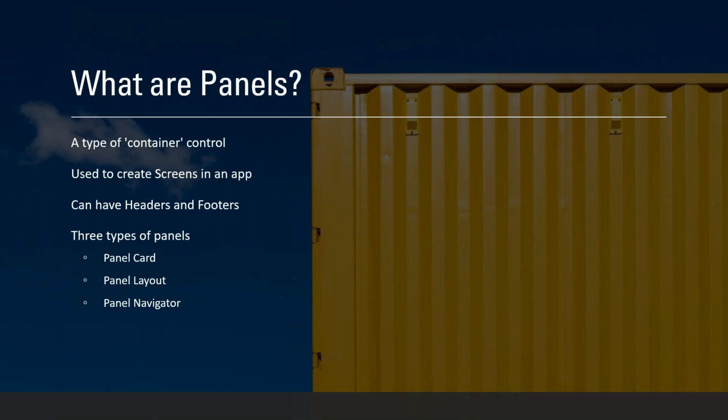And then we have three types of panels in Alpha Anywhere. We have the panel card, which is the thing that's going to contain your controls. And then we have two other types: a panel layout and a panel navigator. We're going to go over what each one of those are and when you would use them right now.